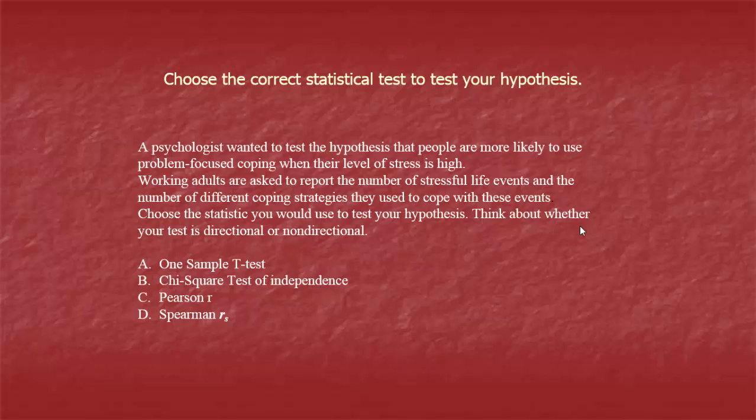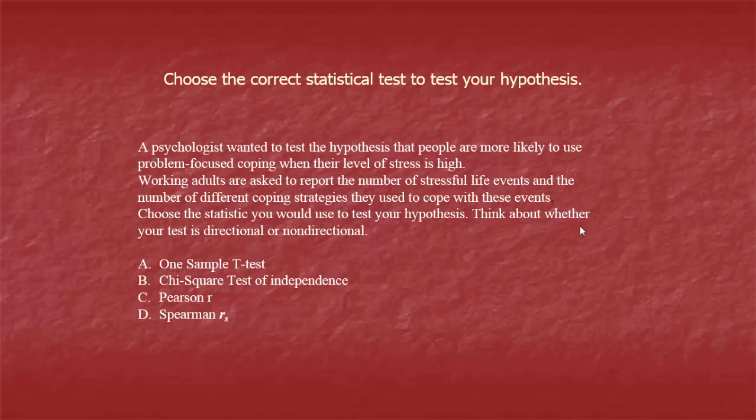Really the two key things to think about in determining which statistical test is appropriate is, number one, you have to identify the variables. What are the variables in this example? And you have to think, which one is the predictor variable, which one is the outcome variable, and are these variables categorical, nominal, or are they continuous, or possibly ordinal?